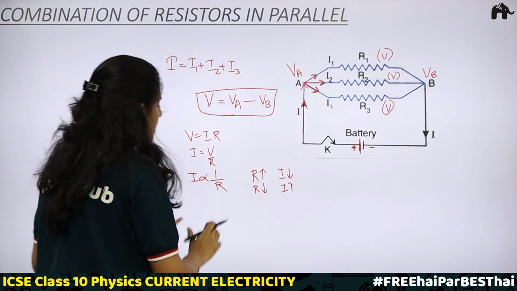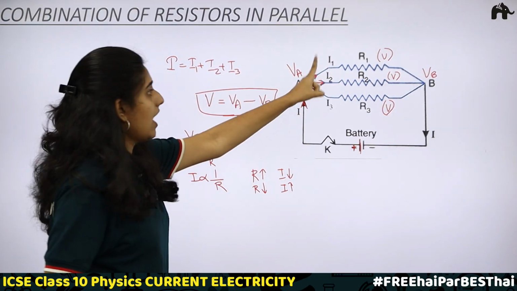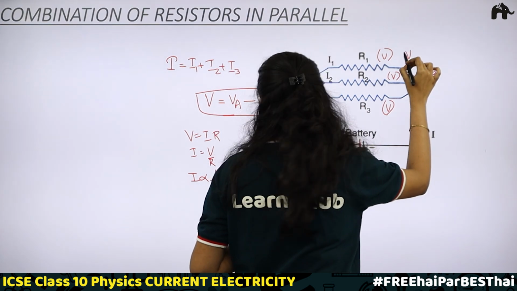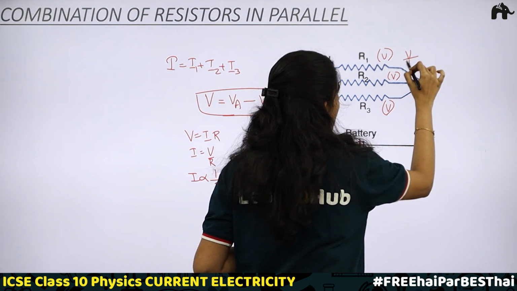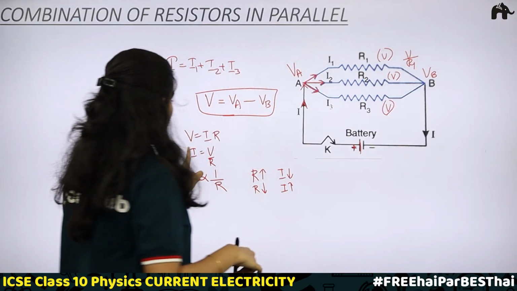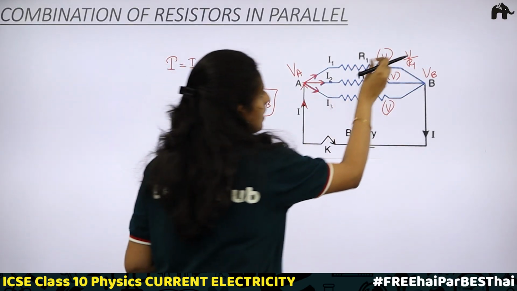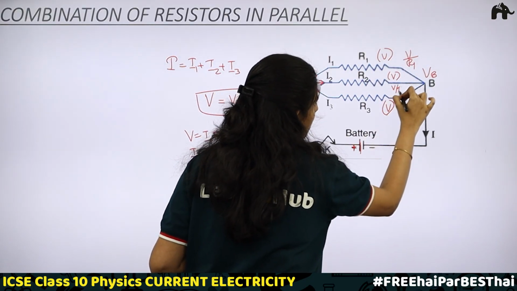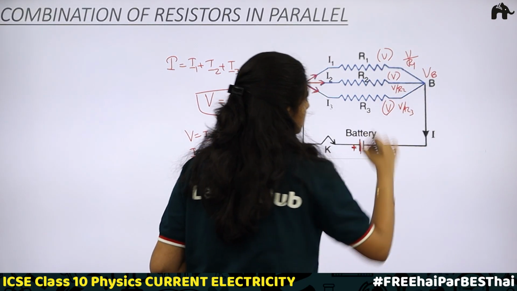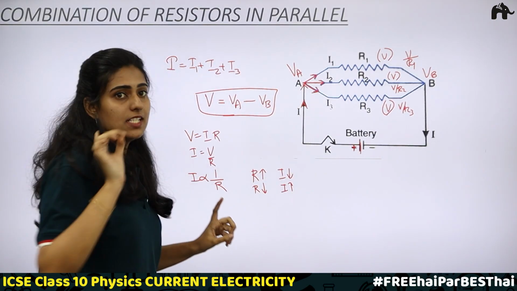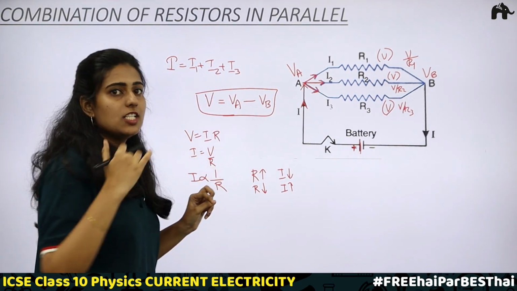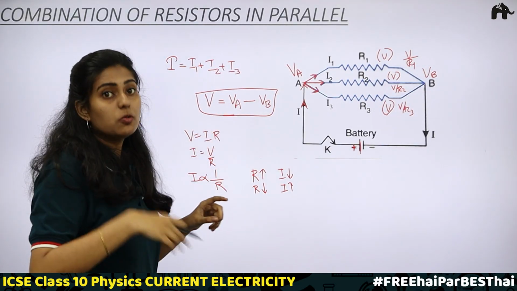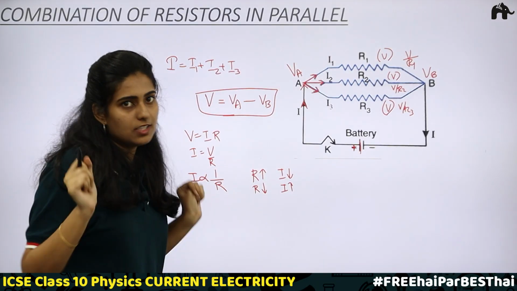Okay, so here in this case, the current I1 across the first resistor R1 will be equal to V divided by R1. Okay, because I is V by R. Here it is V by R2 and here V by R3. Okay, so to remember this point, in series combination, current is same, potential difference is different. In case of parallel combination, current will be different, potential difference will be same across all the three resistors.